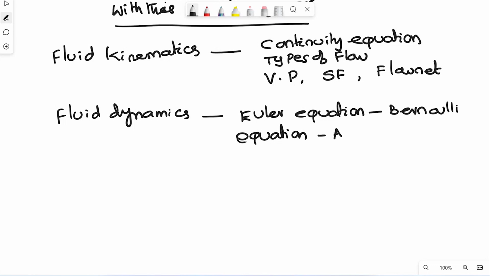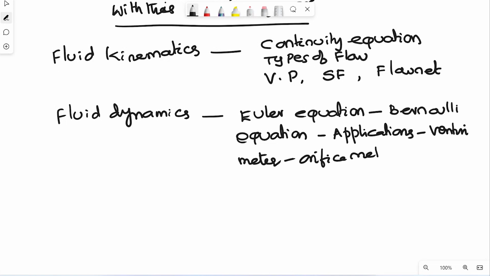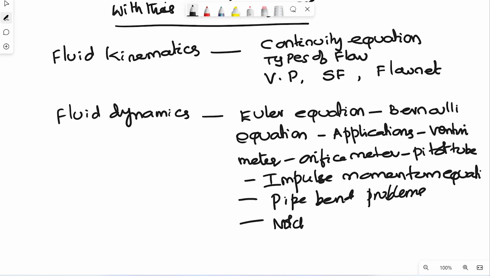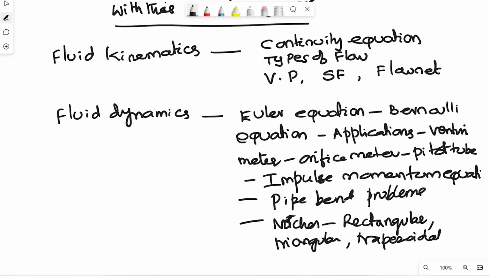From the Bernoulli's equation to applications: Venturi meter, orifice meter, pitot tube, and then once the pitot tube is over, impulse momentum principle, pipe bend problems, and the last is notches: rectangular, triangular, trapezoid. So these are the things.